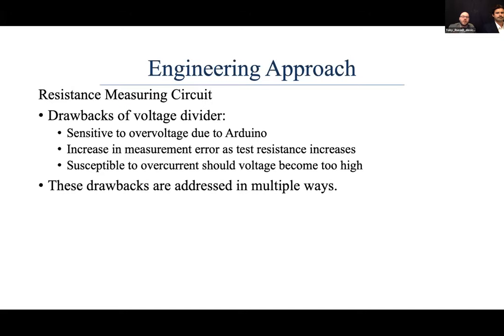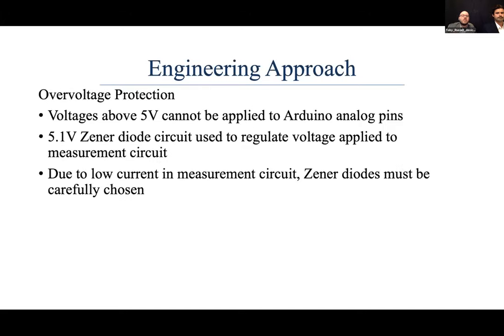And we address these drawbacks in multiple ways. Like I mentioned, the overvoltage protection is just a simple 5 volt Zener diode. And due to the low current in our measurement circuit, we had to carefully choose our Zener diode so that it wouldn't break down too early and introduce more error than is desirable.